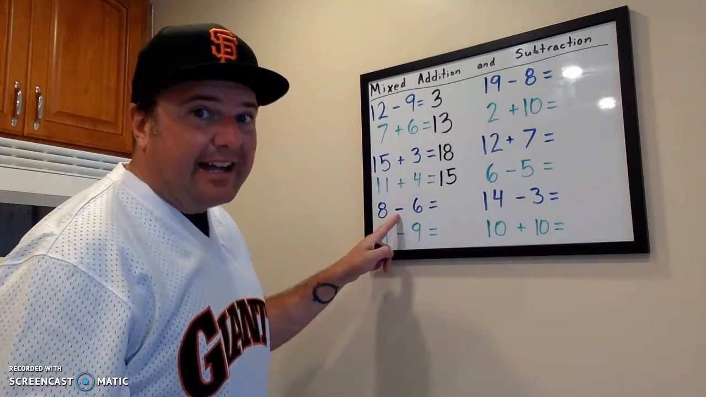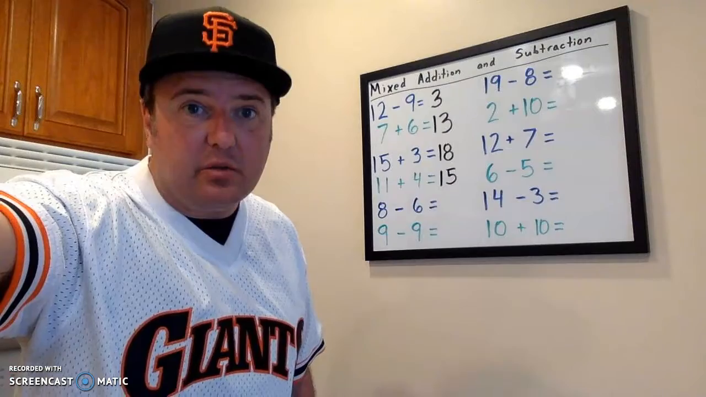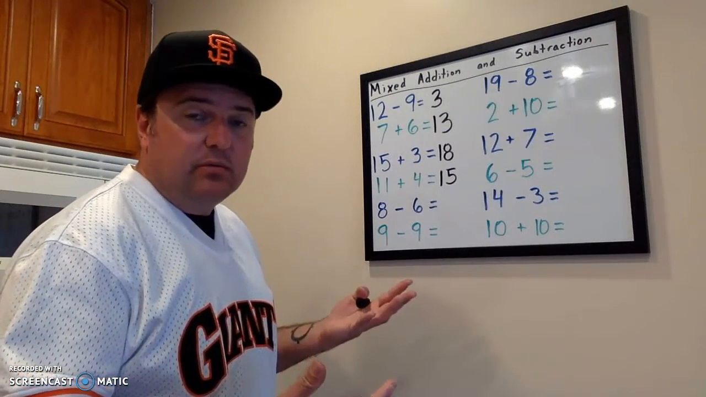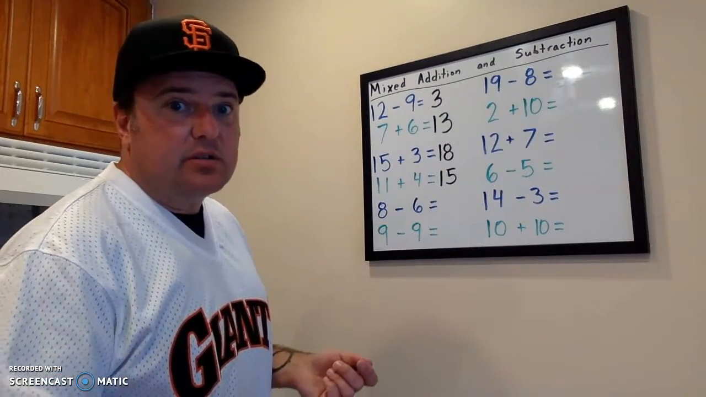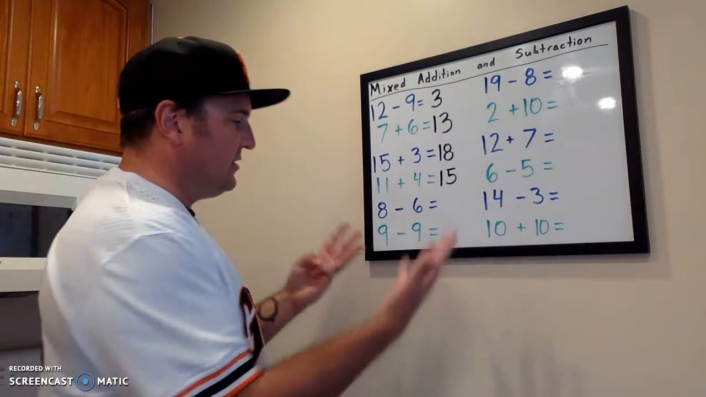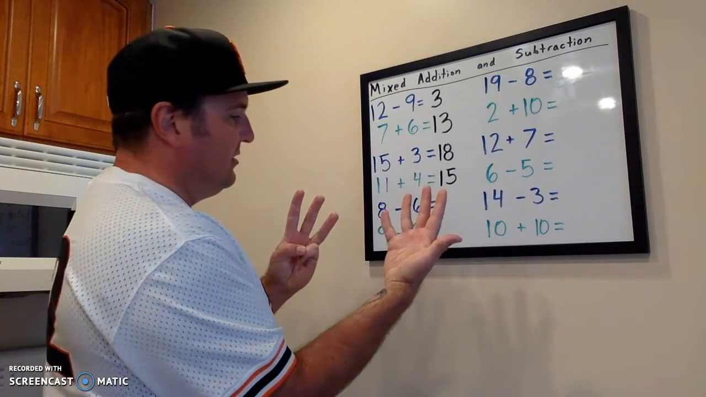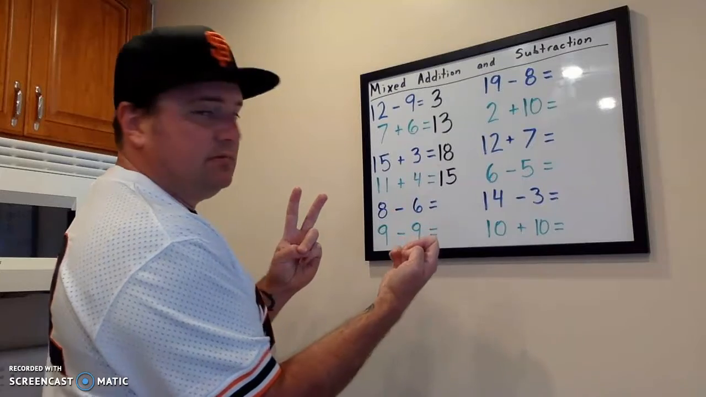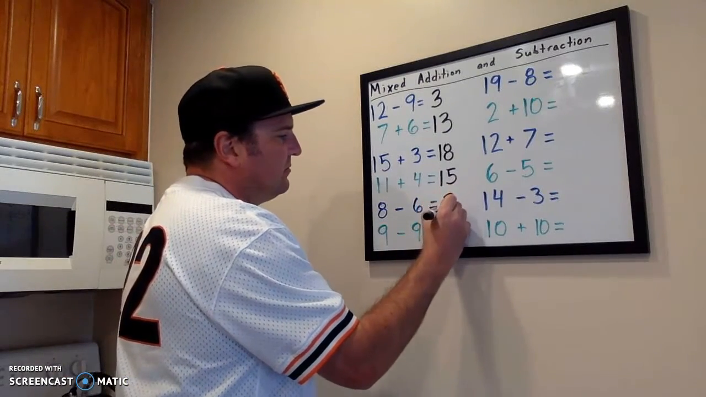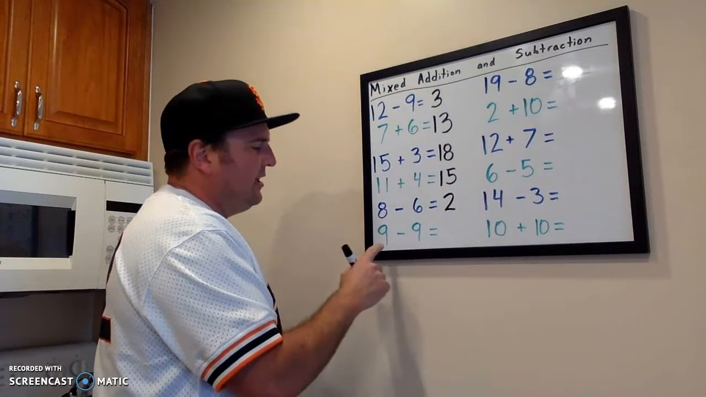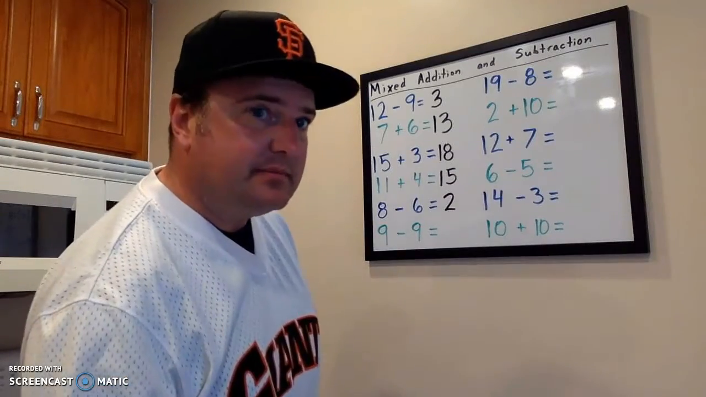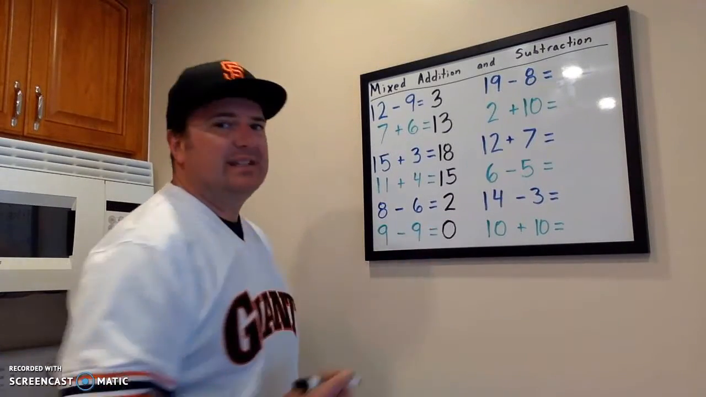8 subtract 6. This time we're taking it away. We're going to subtract. I can use my fingers. It's a tool. Your number line's a tool, and the dots are also a tool. 8 subtract 6. So if I did use my fingers for this, it would look like this. 8 subtract 6. 1, 2, 3, 4, 5, 6. 2. 9 subtract 9. If I've got 9 cupcakes and I take 9 cupcakes away, how many are left on the plate? 0.